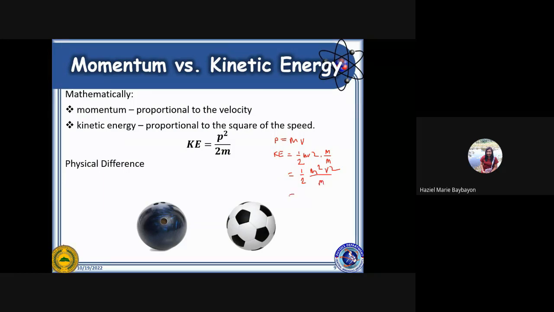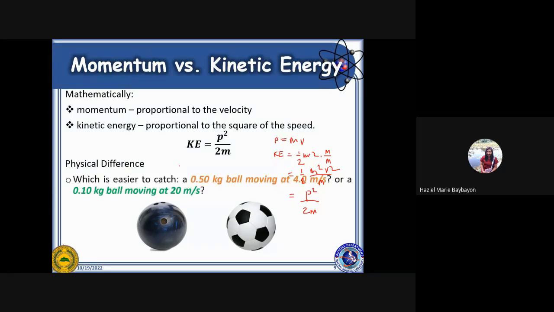So now m squared v squared is equal to p squared, class. Sakto ba? When we square both sides, we will get m squared v squared equals p squared. So this term here as a numerator is actually equal to p squared. So you have p squared divided by, in the denominator, you have 2m. So this is how kinetic energy is related to the momentum. So you have KE is equal to P squared over 2m.